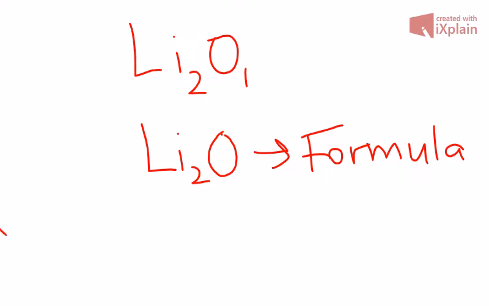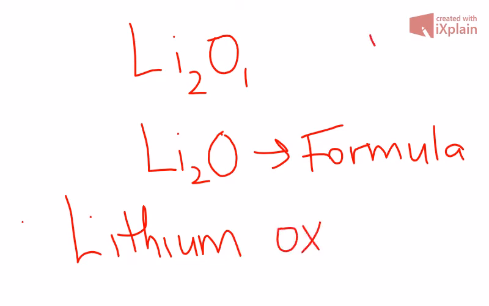Now, to name it, it's quite simple. Let's make that a little bit neater, okay? Let's name this. So the naming rules are quite simple. The metal stays the same, so the name is going to become lithium. And the non-metal is going to have its ending changed to IDE. So instead of it being oxygen, it's going to become oxide.